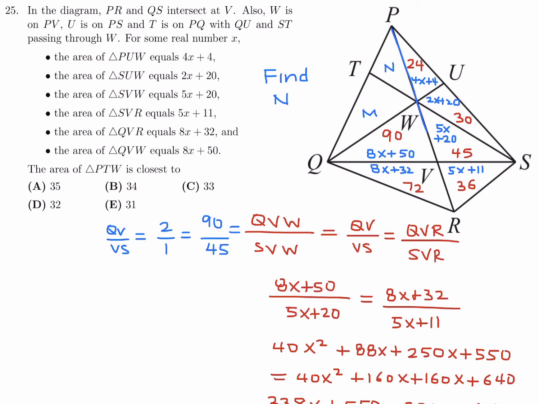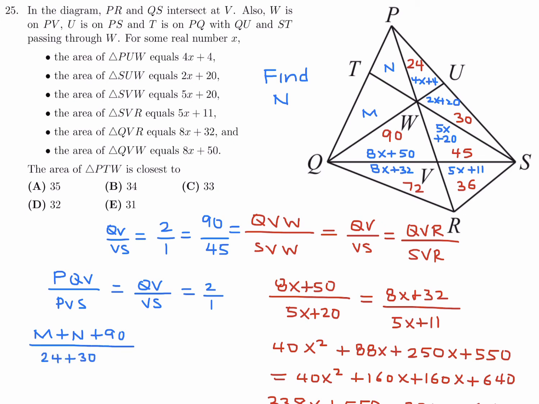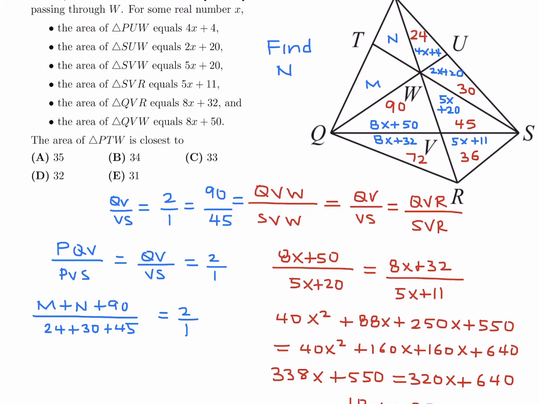So that basically means that this triangle over this triangle would be 2 to 1 in its ratio because it's equal to QVS. So PQV, that big one, over PVS is the same as QV over VS, which is 2 to 1. So PVQ, it looks like M plus N plus 90. And then PVS is 24 plus 30 plus 45. And that's 2 to 1. All right, that's pretty good finding.